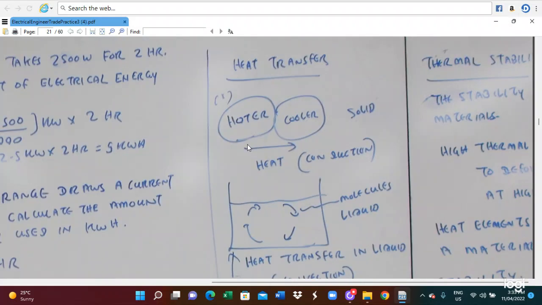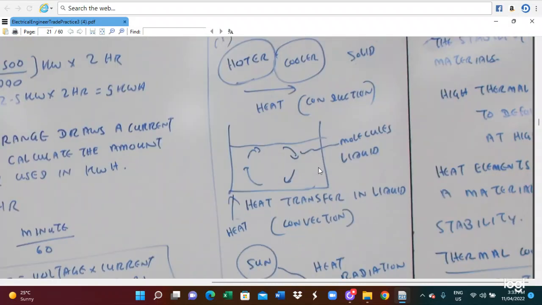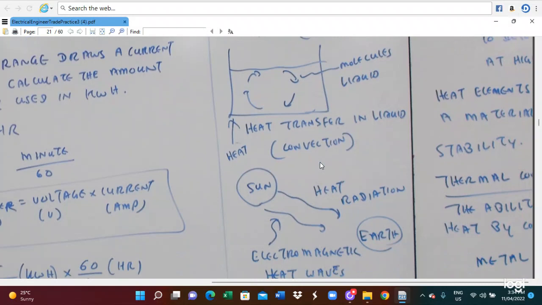Now heat transfer. When hotter and cooler elements are touching, heat will transfer from the hotter to the cooler. This is in a solid, so this is the conduction method. The convection method is for liquids. When you heat a liquid, the particles move up and then also move down, so they circulate. The molecules in the liquid circulate like this. So this is heat transfer in a liquid.